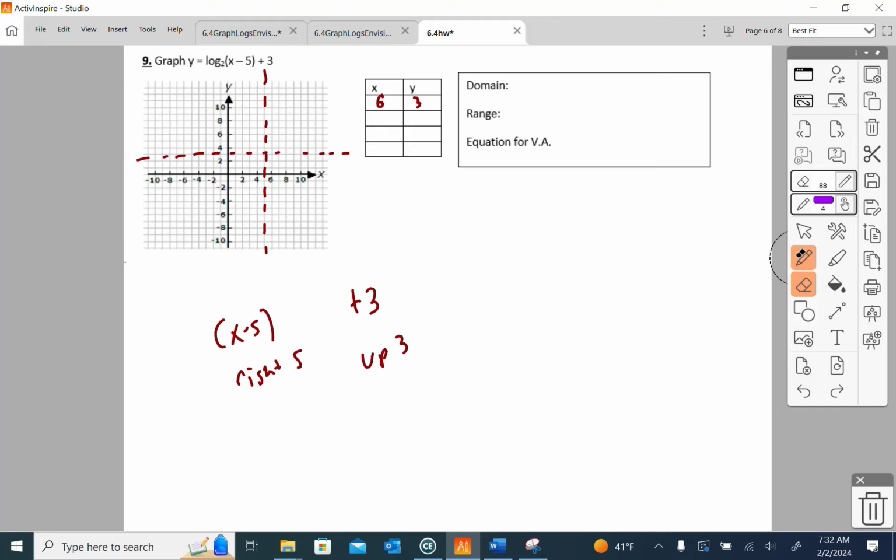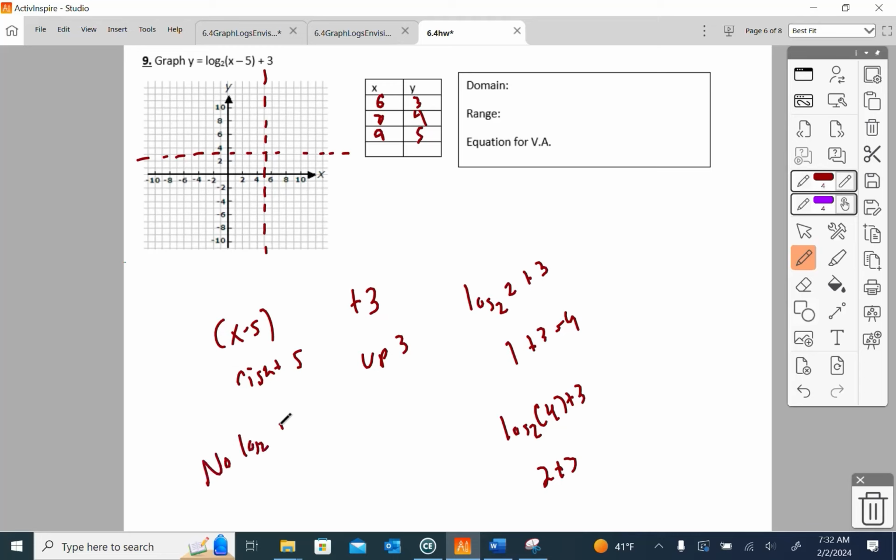7 will generate a result. 7 minus 5 is 2. Log base 2 of 2 plus 3. This is 1 plus 3, which is 4. 9 will generate a result. 9 would be log base 2 of 4 plus 3, because 9 minus 5 is 4. 2 plus 3 is 5. The reason I'm doing this one by hand is you don't have a log base 2 button. I haven't shown you change of base yet. So I'm doing this.